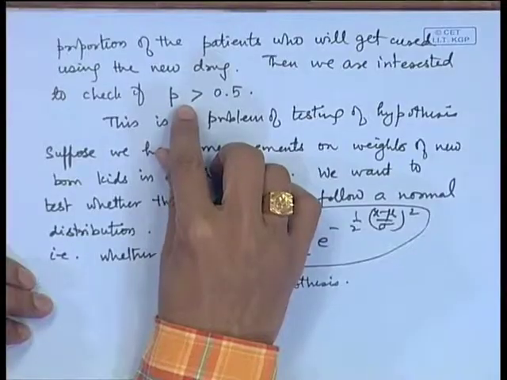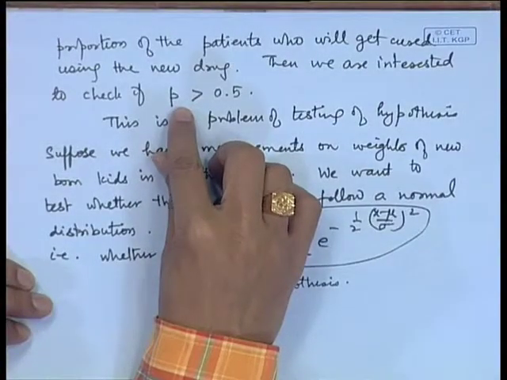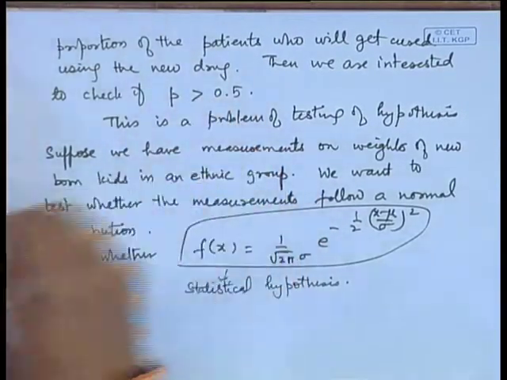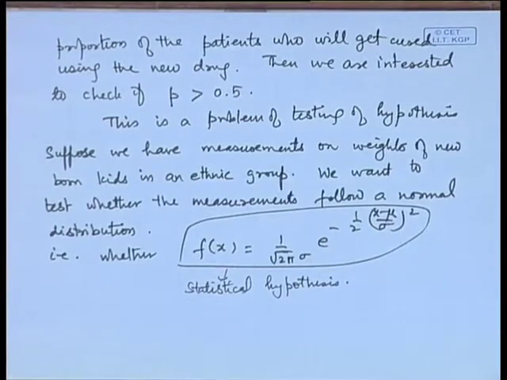So, for example, consider the problem of assessing whether a new drug is more effective or not. The drug trials are made on patients. Suppose the trials are made on 1000 patients or 100 patients. Now, if we find that out of the 100 patients who took the medicine under a certain controlled experiment, it turns out that only 25 recovered using that new drug.